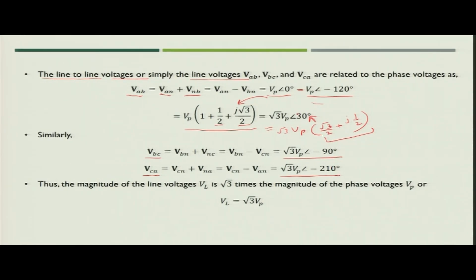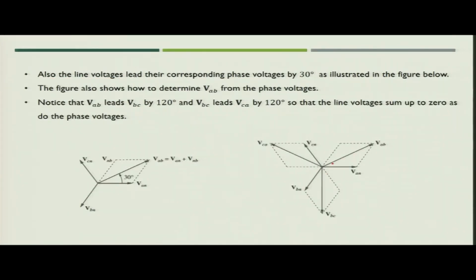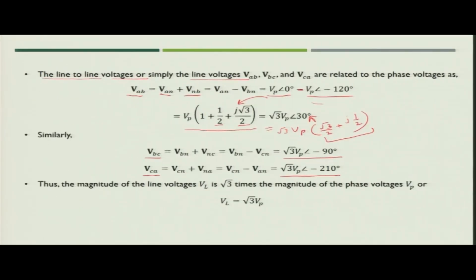So, in the line voltage you will see that these are leading with respect to their phase voltage by 30 degree. We also see that the line voltage is now root 3 times the phase voltage in magnitude.